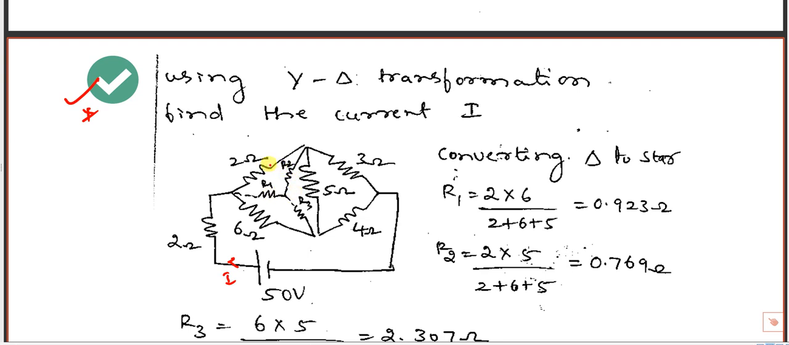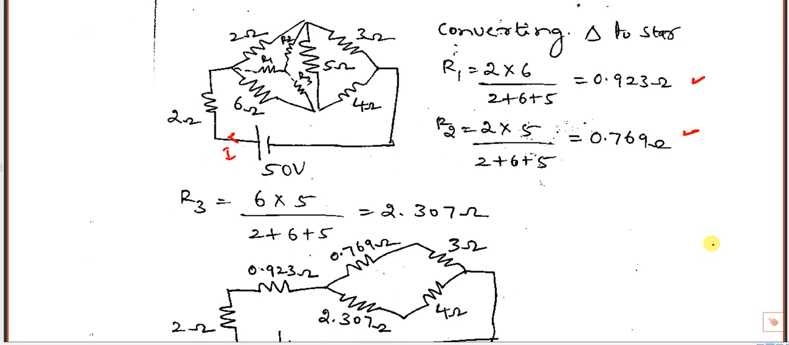This value is product of adjacent divided by sum of all. Again, R1 is product of adjacent divided by all. R3 is product of this adjacent divided by all. So R1 you are going to get 0.923. R2 you get 0.769. R3 you are going to get 2.36.